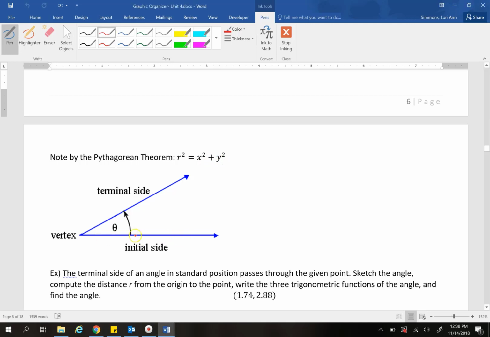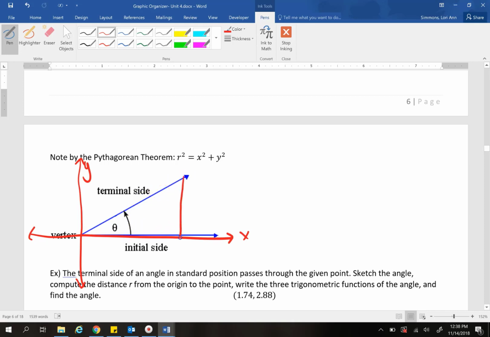Here we have the initial side. If you want to draw the xy, you would have something like this. So your initial side is always going to start on this x-axis right here, and then it's always going to go counterclockwise. And this is going to be considered your terminal side.